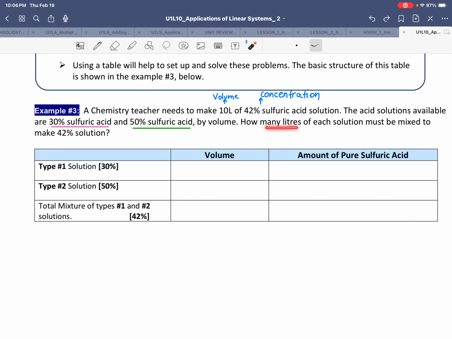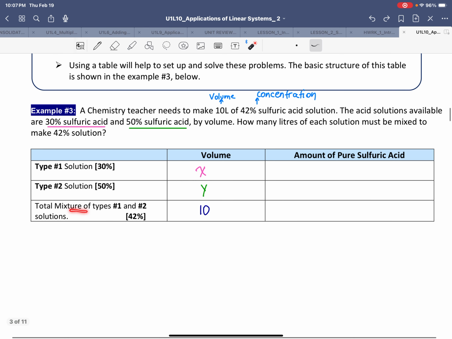We're asked to find the liters of each solution, so that means the volume of each solution that must be mixed to make the 42%. By each solution, we mean the 30% and the 50% solution. So what we're going to do is let X be the volume of the 30% solution and Y be the volume of the 50% solution. We know that we're making 10 liters of it, so the total mixture would be 10 liters.